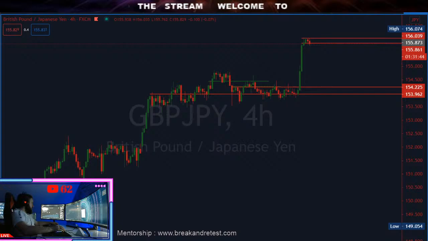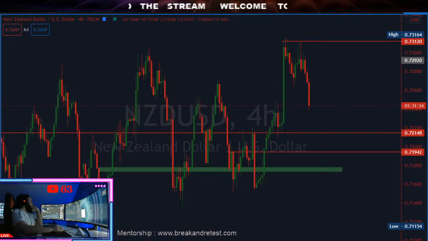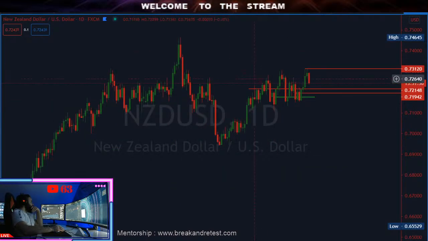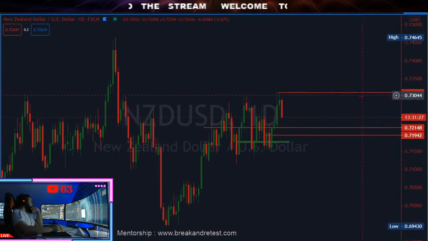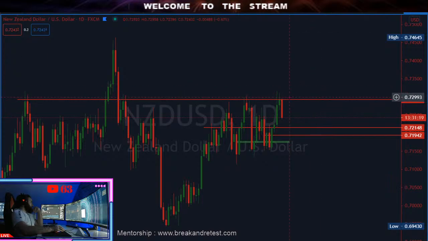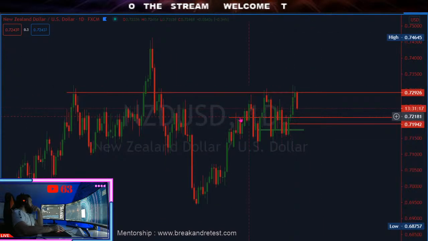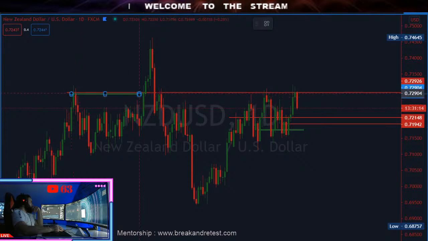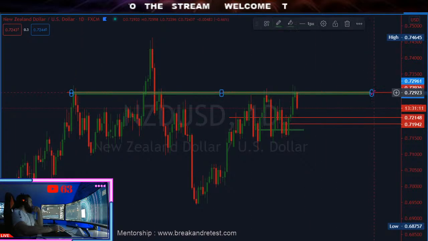Can you look at the daily NZD US dollar daily retest? Wait. It doesn't look like it. Look, I can't really say it's a daily retest because first of all, it's a daily rejection and it didn't break this resistance in the first place. So it's still inside of this consolidation.